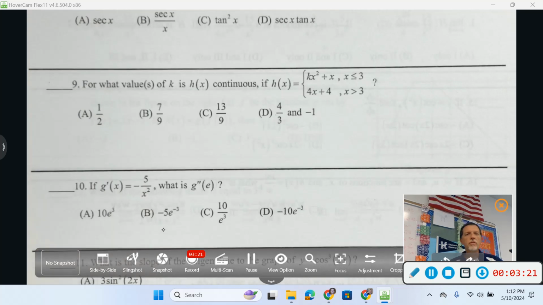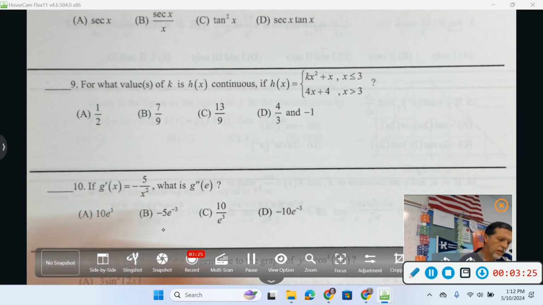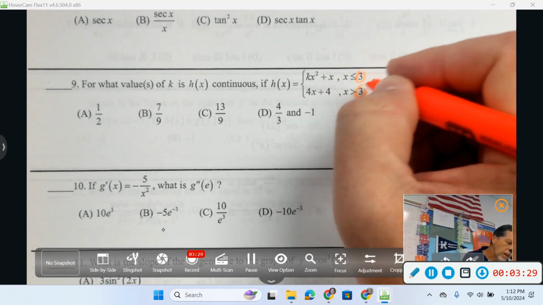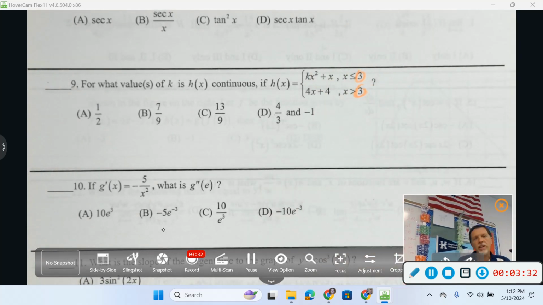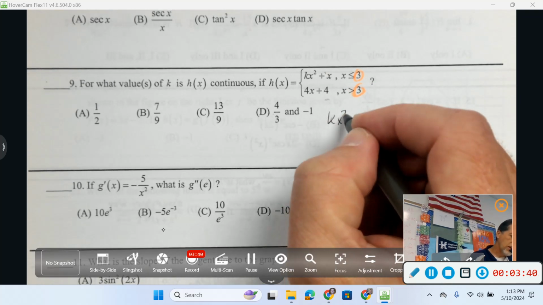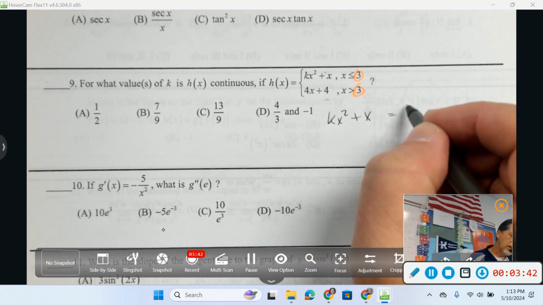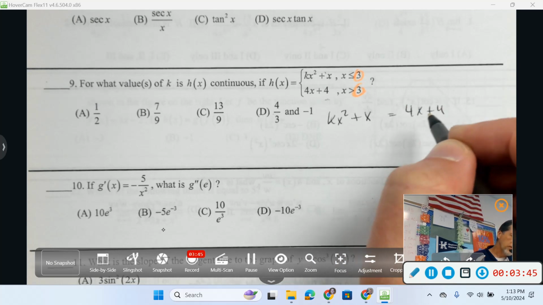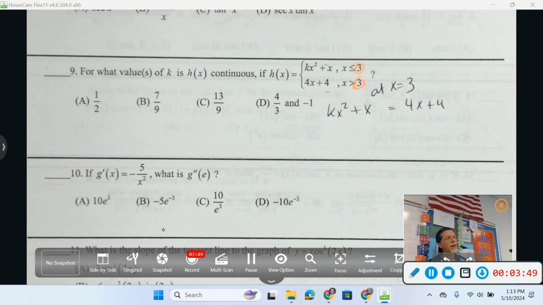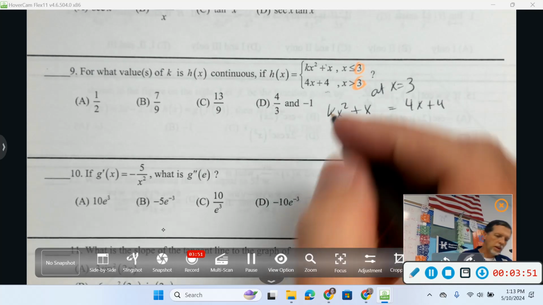Number 9. For what values of k is h of x continuous? Well, the spot we might be worried about is at 3, because that's where we jump from one branch to the other. So at 3, we need these two things to be equal to each other. K x squared plus x needs to equal 4x plus 4 at x equals 3. Anywhere else we don't really care, but at x equals 3, they need to be equal.